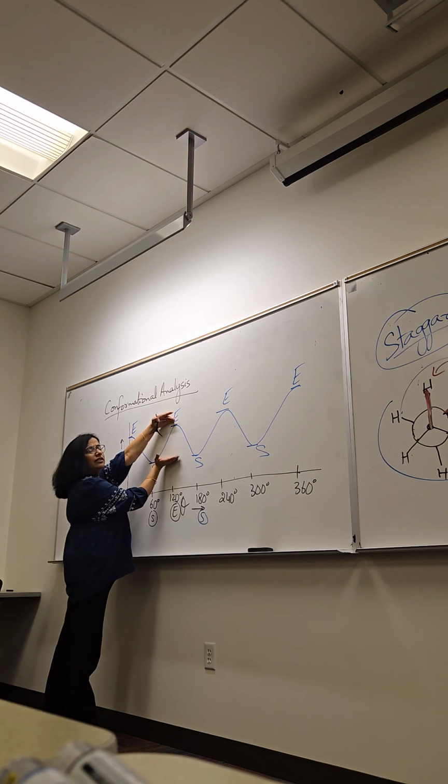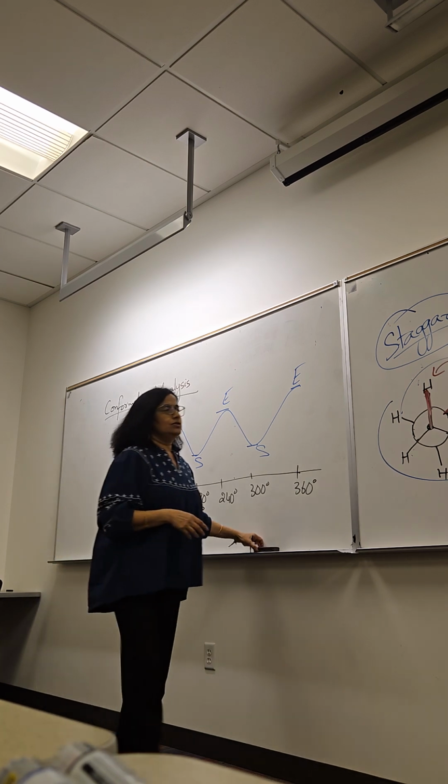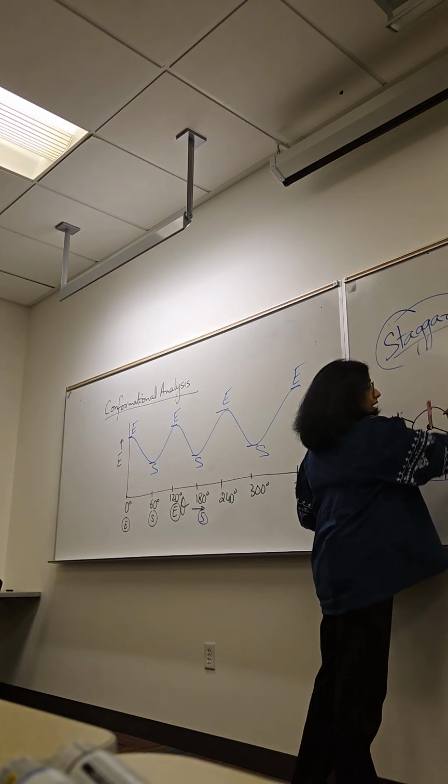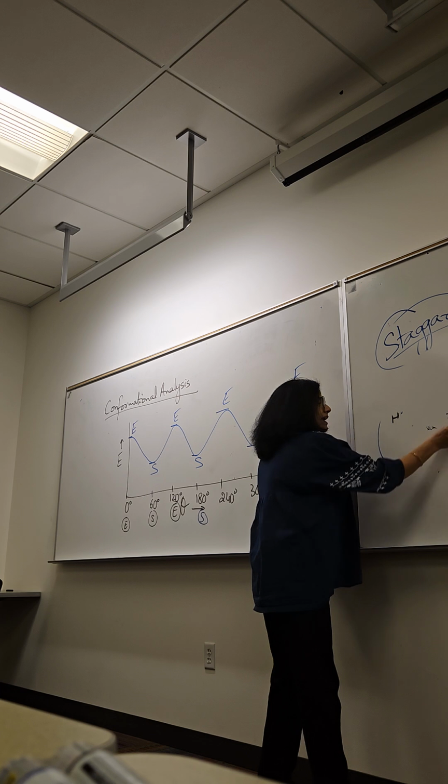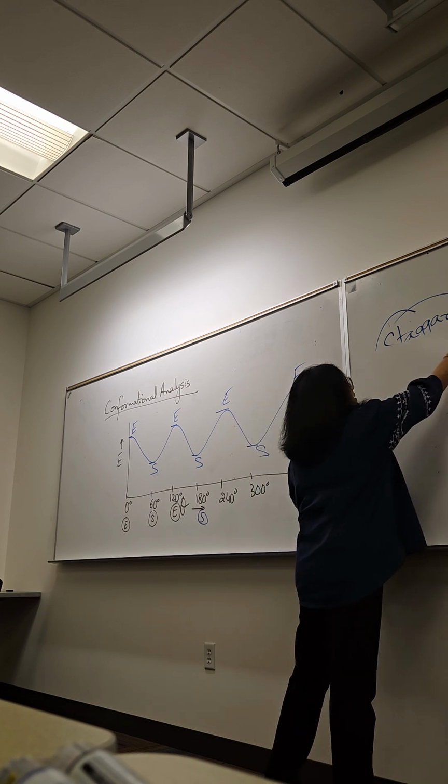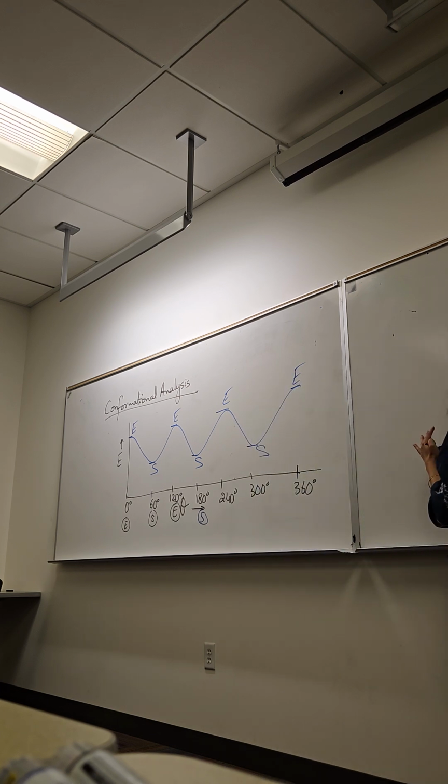Energy difference for ethane is around 10 kilojoules or something like that, 11. This is a pretty small amount of energy. So room temp is enough for that to happen. Okay, let's do the same kind of process, but something that is a little bit more fun.